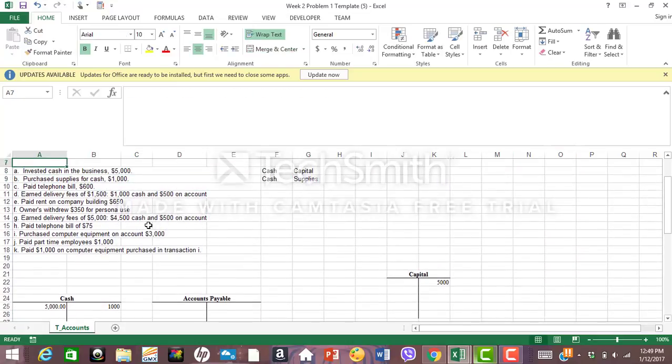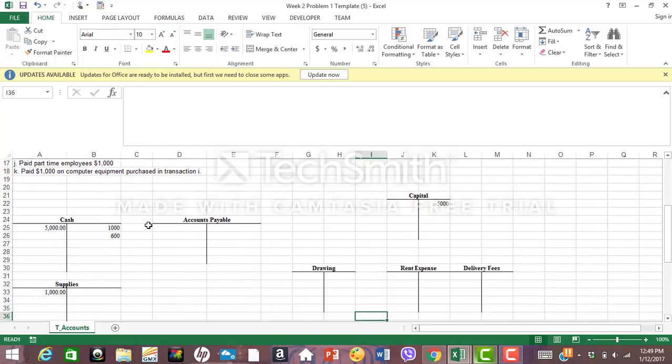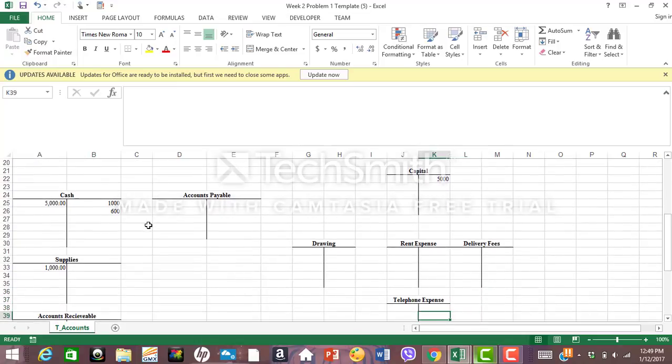The next transaction is pay telephone bill for $600. Cash is getting affected and phone expense is getting affected. So we credit cash for $600, and then we go over to the owner's equity side where telephone expense is, and we debit $600. That way our credits are equal to our debits.